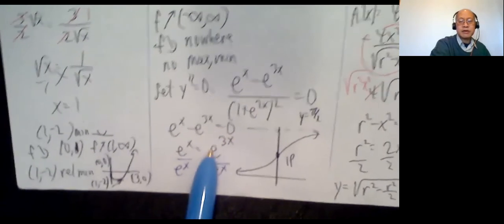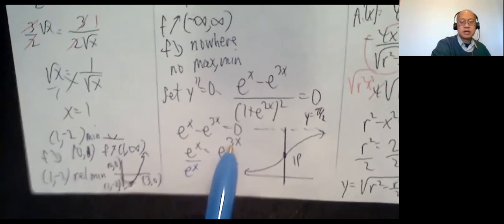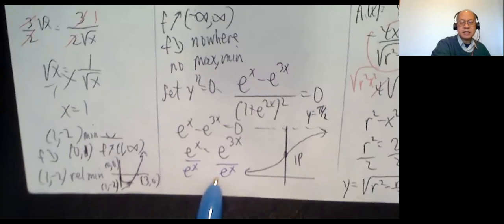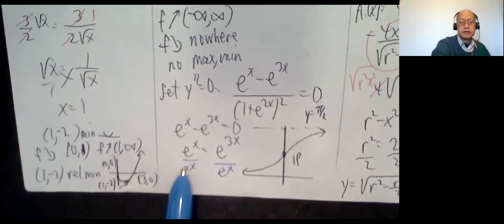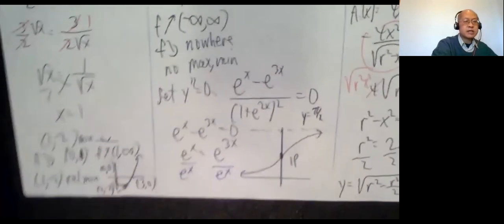Move over the e to the 3x. e to the x equals e to the 3x. Divide both sides by e to the x. This gives you 1, right? That divided by that is e to the 2x.